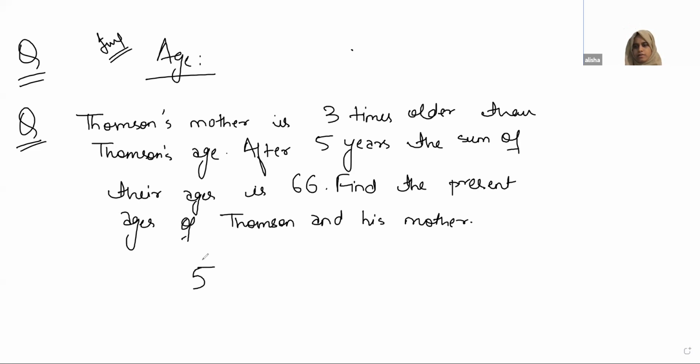Okay, Soban? If Thompson's age is X, then what would be his mother's age? X into 3. Write 3x in a complete statement. Let Thompson's age be X. Let his mother's age be 3x. Let me write the full question. Oh, you have not written the full question? Okay, that's fine. Note it down.